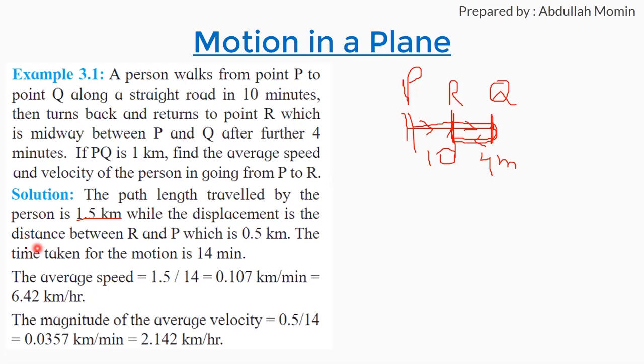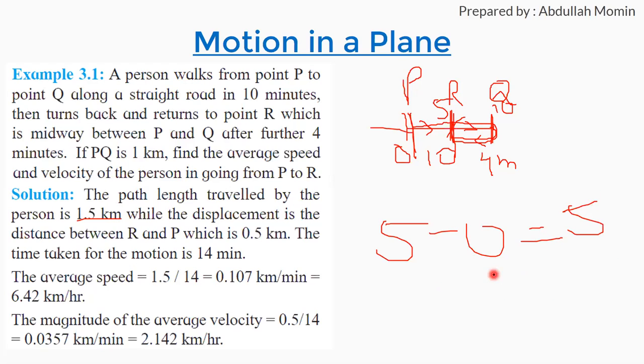While the displacement is the distance between R and P. This is the displacement, final position minus initial position. Suppose this is 0, this is 5, this is 10. So final minus initial, 5 minus 0, so it is 5, or 0.5 kilometer. The time taken for this motion is 14 minutes.